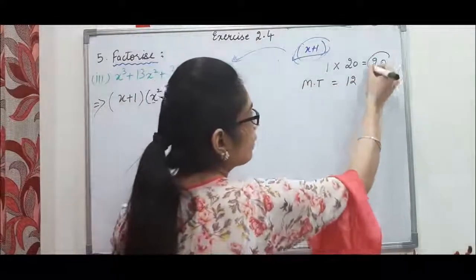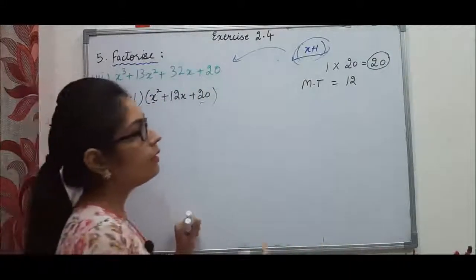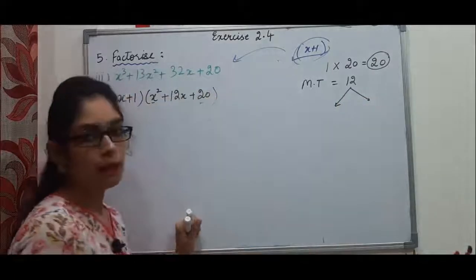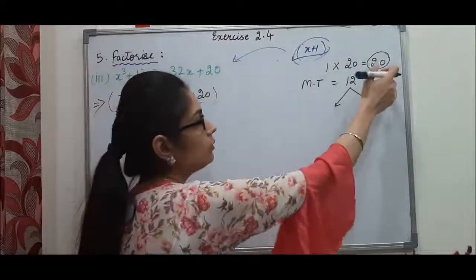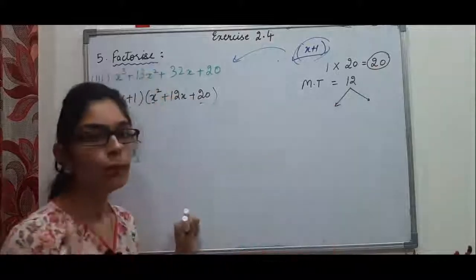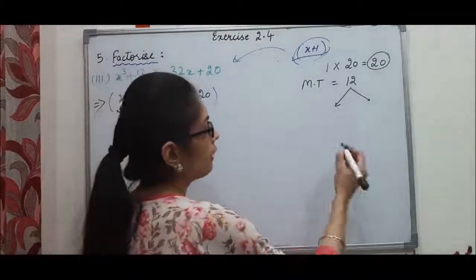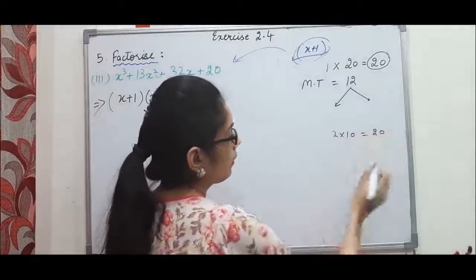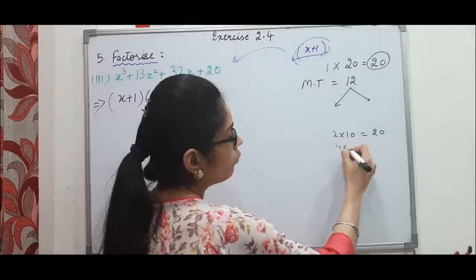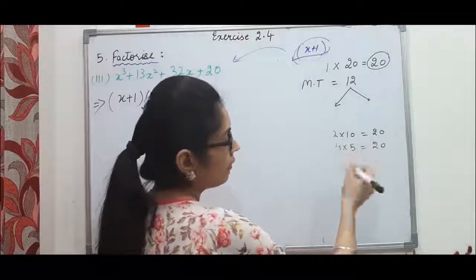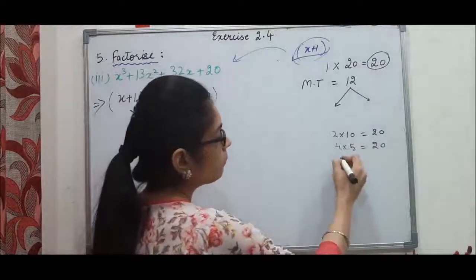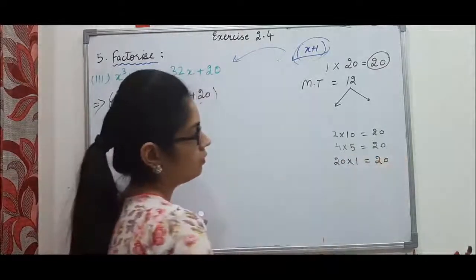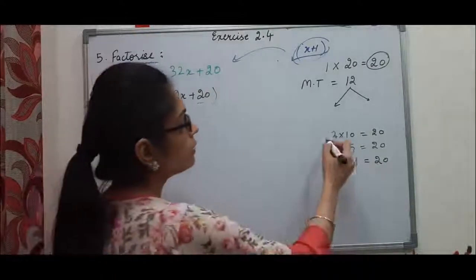Now I have to make factors of 20, and then split the middle term into two numbers whose product is equal to this and whose addition or subtraction will be equal to the middle term. So let's make the factors of 20. First of all, 2 into 10 is 20. Then 4 into 5 is 20. 5 into 4 is 20, but no need to write. Then 20 into 1 is also 20. So these are the few factors which I have made.